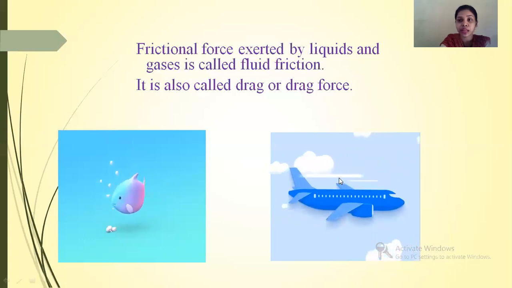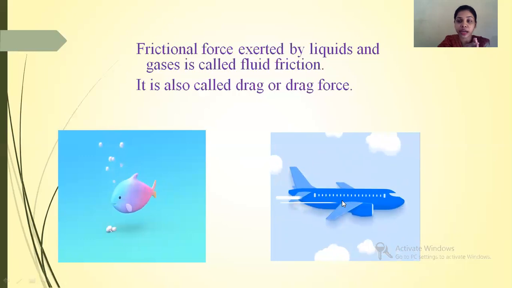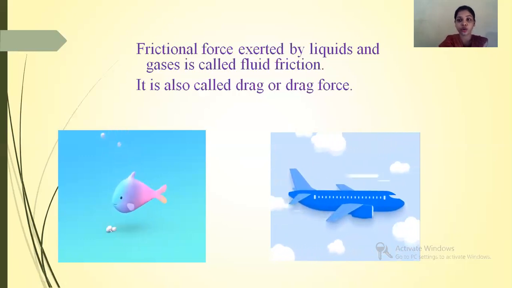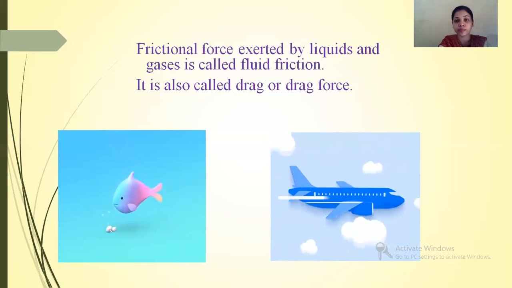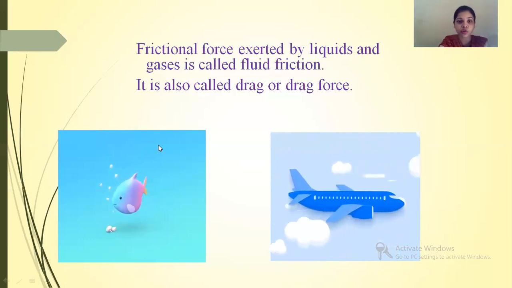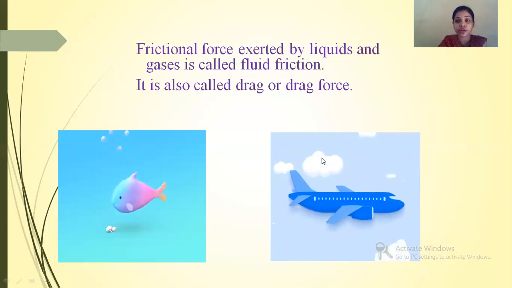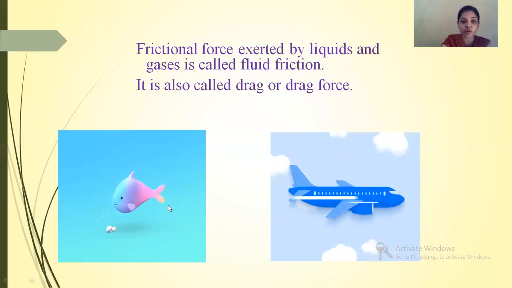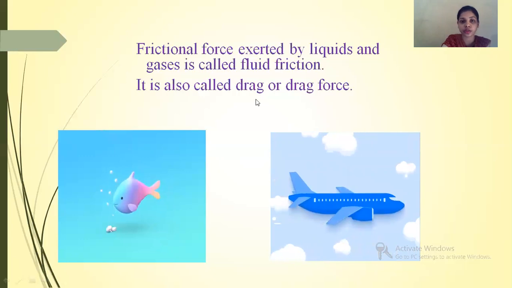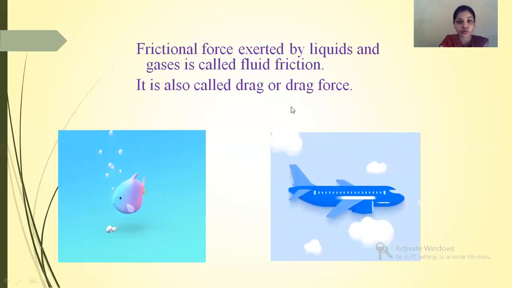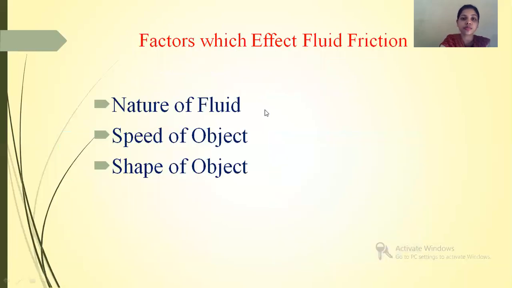Similarly, in air, the aeroplane moves, and the air also opposes its motion. In the air there is air resistance, and in the water there is water resistance. Whatever resistance or frictional force opposes motion in water and in air is called fluid friction, or sometimes also the drag force or drag. Now, some factors affect this fluid friction. There are three factors: first is the nature of the fluid, second is the speed of the object, and third is the shape of the object.